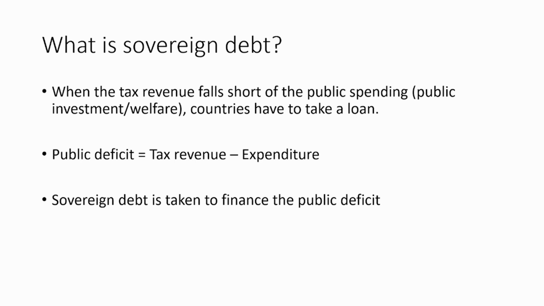In order to fund the deficit, a country has to borrow money from various parties, and we will discuss more about who actually lends money to countries, on what condition, in what ways, and what financial products are there for sovereign debt. We'll discuss more in detail.